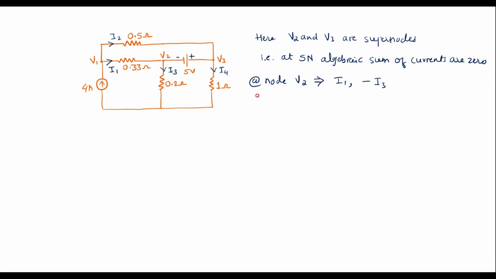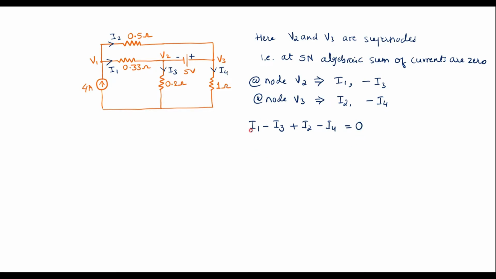Similarly at node V3, one current I2 is incoming and I4 is leaving. So I can say plus I2, and I4 is leaving, so I take it as minus I4. According to the definition, at super nodes the algebraic sum of currents is 0. So the sum of all these is equal to 0. That is I1 minus I3 plus I2 minus I4 is equal to 0.